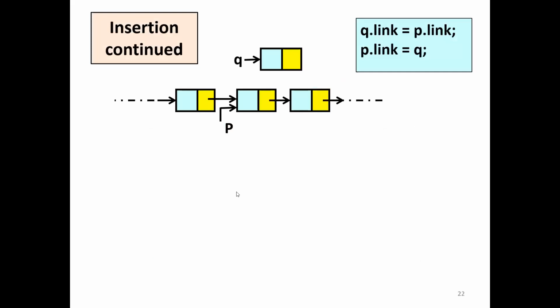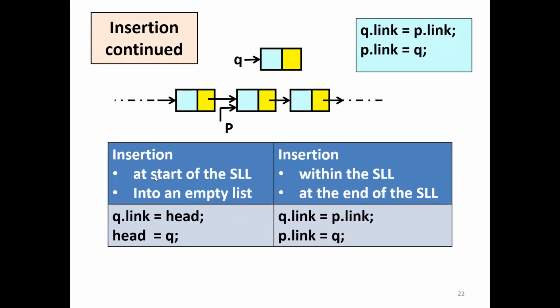Now let's look at other conditions. We have a case where we need to insert at the start of the singly linked list. If we need to insert at the start of the singly linked list, it means that the list is empty already, and if it is empty, the only thing that we have there will be the head. The head, we know, only has the reference part. It doesn't have the data part.